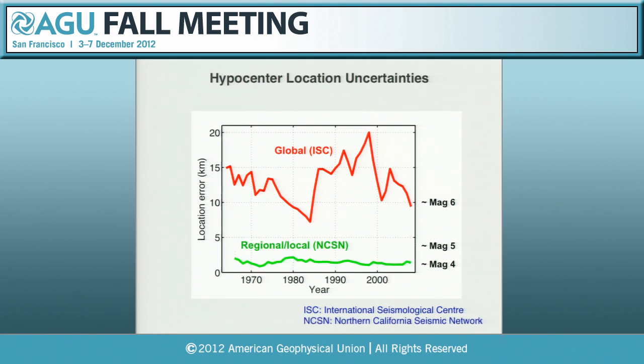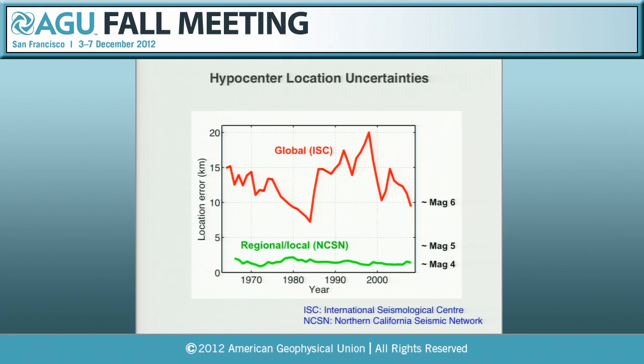If we go to a regional catalog, such as the one produced by the Northern California Seismic Network, the errors are substantially lower. They're in a few hundred meters to a few kilometer range. But still, that's roughly the rupture area of a magnitude 4 earthquake. The reason why the uncertainties are much better is because typically you have a seismic station very close to any given event.